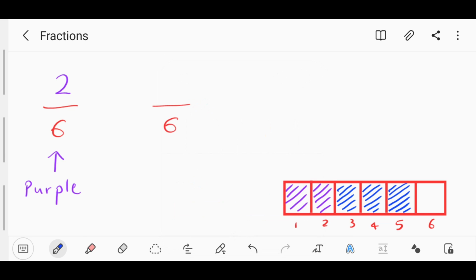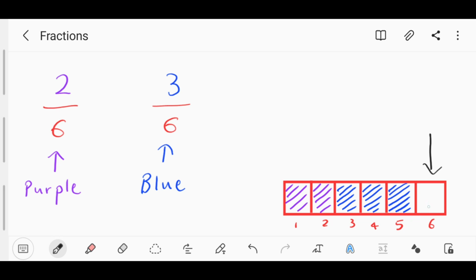And then we are going to go ahead and talk about the blues. So we can see that there are 3 blocks shaded in blue. So we are going to go ahead and write the number 3 as the numerator in that fraction. So 3 out of 6 blocks are shaded in blue. That is what this fraction means. So I'm just going to go ahead and label this as blue. So it's not just the shaded parts that can be represented as a fraction. We can represent the part that is not shaded in a fraction as well.